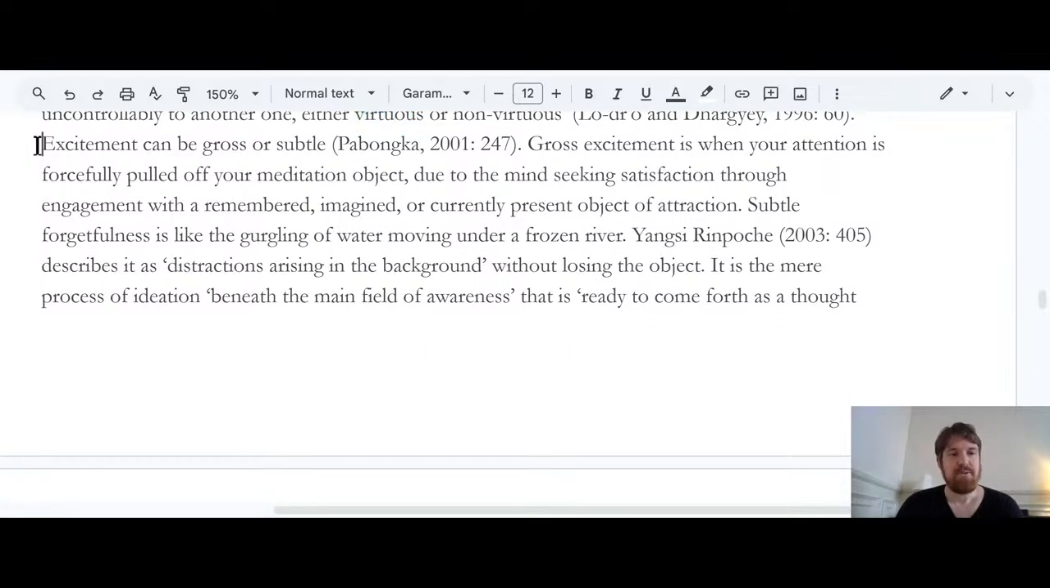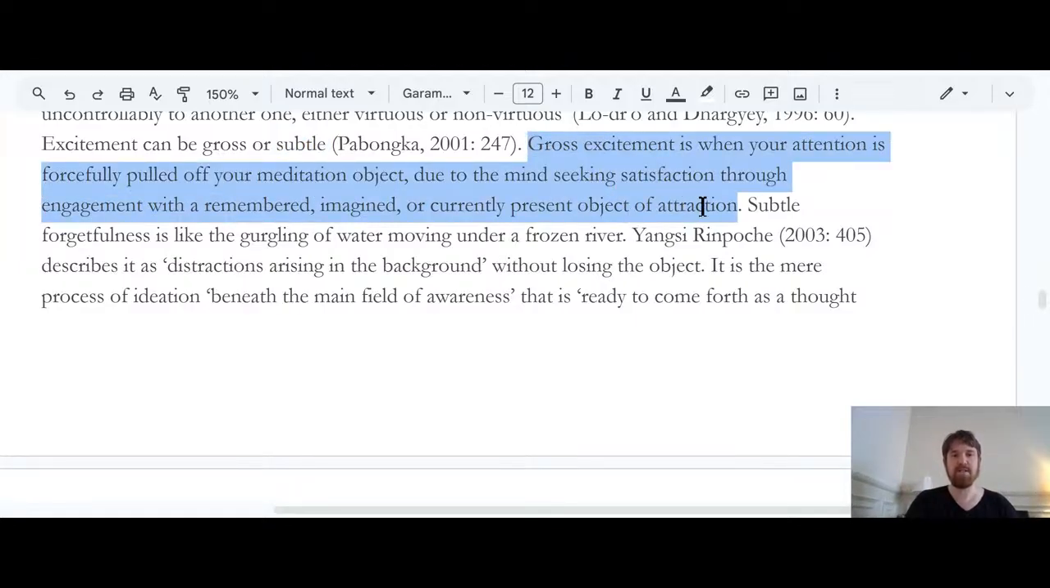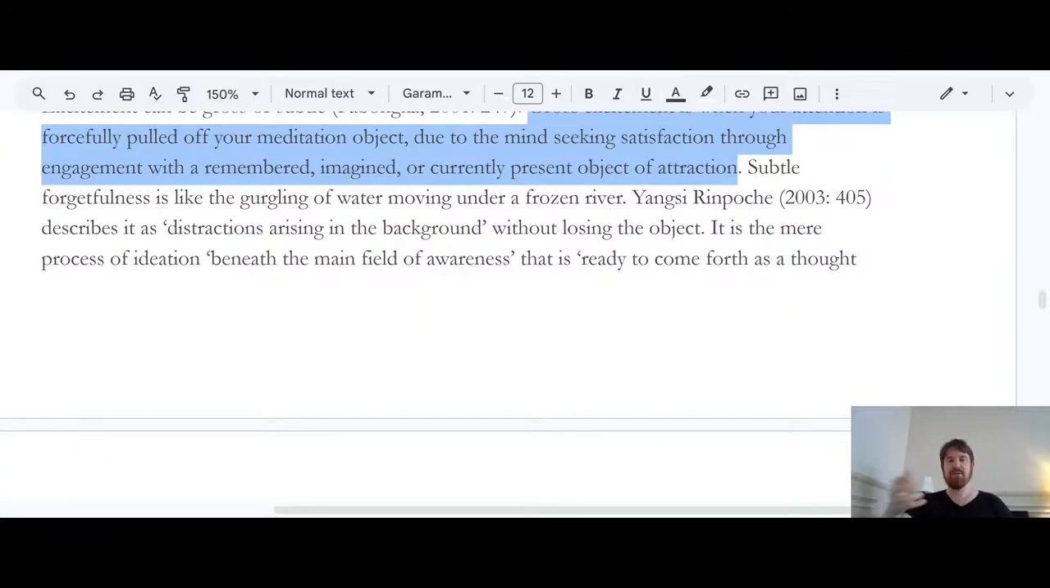Furthermore, excitement has two different categories: gross or coarse, or you could even say more obvious excitement is the first category. And then the second is subtle excitement. So gross or coarse or obvious excitement is when your mind is forcefully pulled off the object of meditation because it's seeking satisfaction by engaging with some object other than your object of meditation.